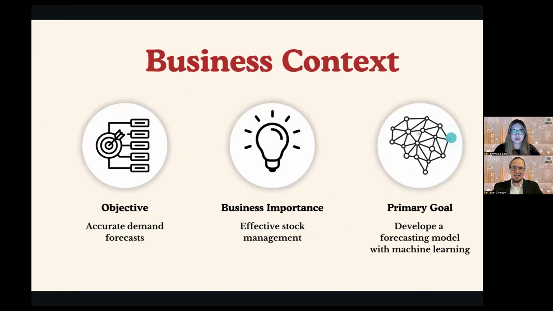So, to set the stage, let's talk about the business context and objectives of our project. A primary objective is to provide accurate demand forecast for H&M. This will help optimize inventory space and ensure better stock management. But now, why is this important? Effective stock management prevents overstocking and shortages. By aligning inventory levels with actual customer demand, H&M can improve sales performance while simultaneously reducing storage costs.